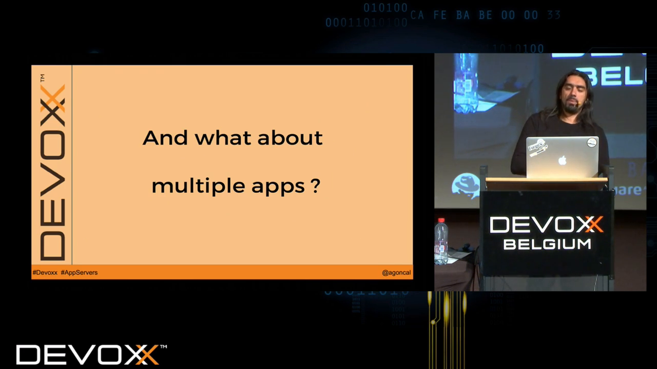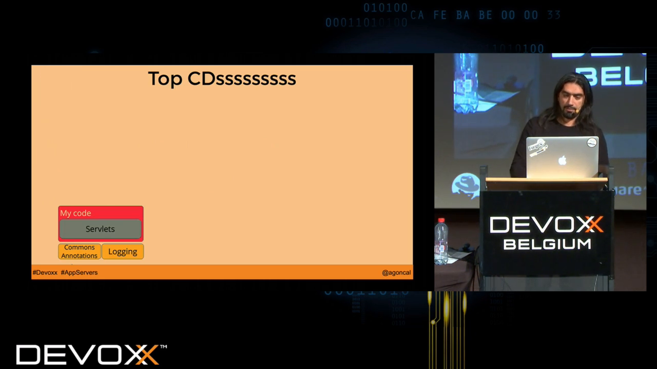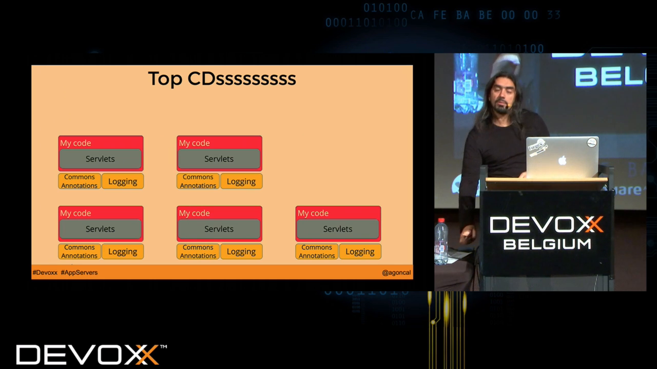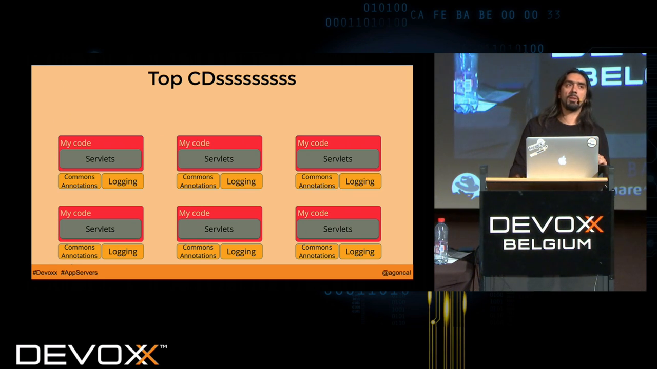And what about multiple apps? We have these microservices that are so tiny that instead of having one, we can have dozens. That's the entire idea of microservices. WildFly Swarm pushed the packaging further, and I wanted to show you what we can do. Here you see a lot of blue. It's servlets. Let's take it out.